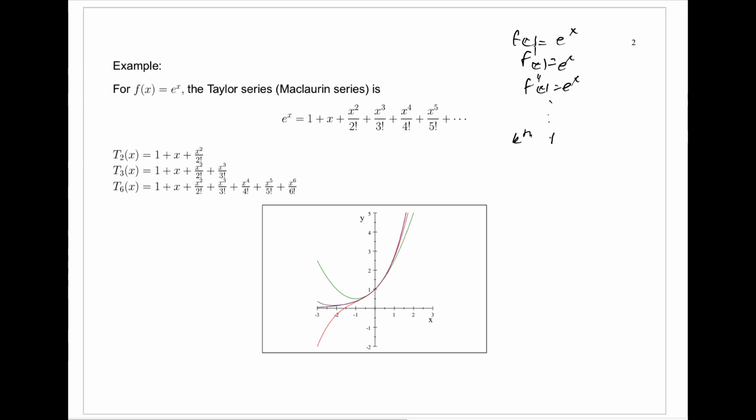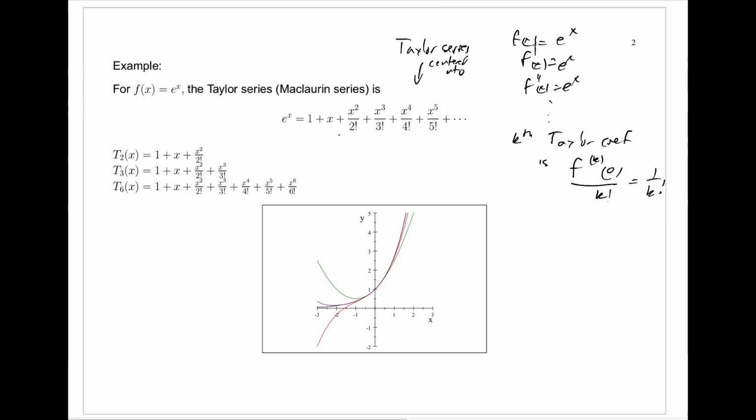The kth Taylor coefficient is just the kth derivative of f, in this case at 0, this will be the Taylor series centered at 0, divided by k factorial. But if all these derivatives are always e to the x, when we plug in 0, we get 1, so this is just 1 over k factorial. So you see the coefficients here are 1 over 0 factorial, 1 over 1 factorial, 1 over 2 factorial, 1 over 3 factorial, 1 over 4 factorial, etc.